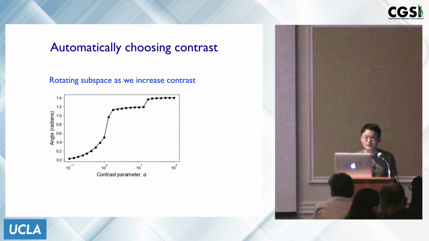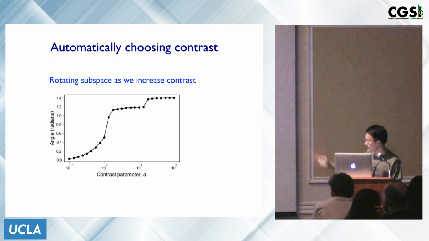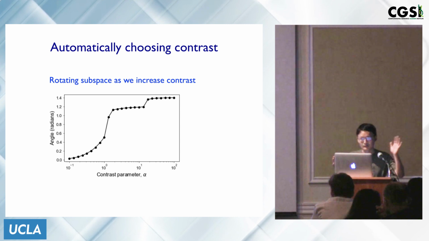OK, so the second question that I promised to tell you is how do we automatically choose the contrast parameter alpha? Here's an interesting plot to illustrate that. The x-axis of the plot corresponds to different values of alpha, from 0 to large, in log scale. And the y-axis is the angle of that subspace. So what does that mean?